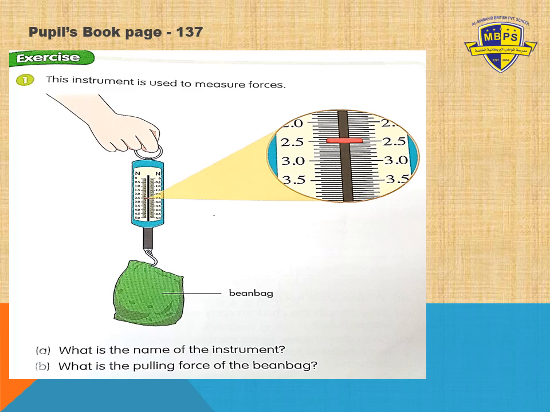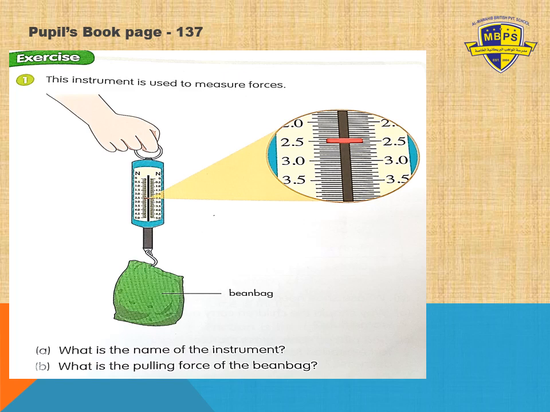So there are two questions. What is question A? What is the name of the instrument? You can see, and it is given the number also. So what do we call this instrument? And question B, what is the pulling force of the bean bag? How much is the pulling force of the bean bag? I already explained to you, right? You just have to give me the right answer because I already explained, so you all know, right? Okay, grade 2 everyone.